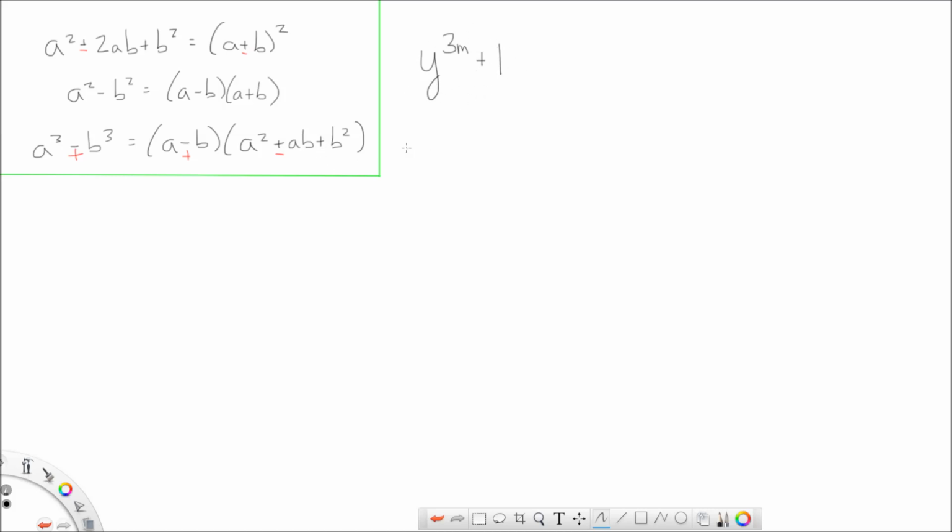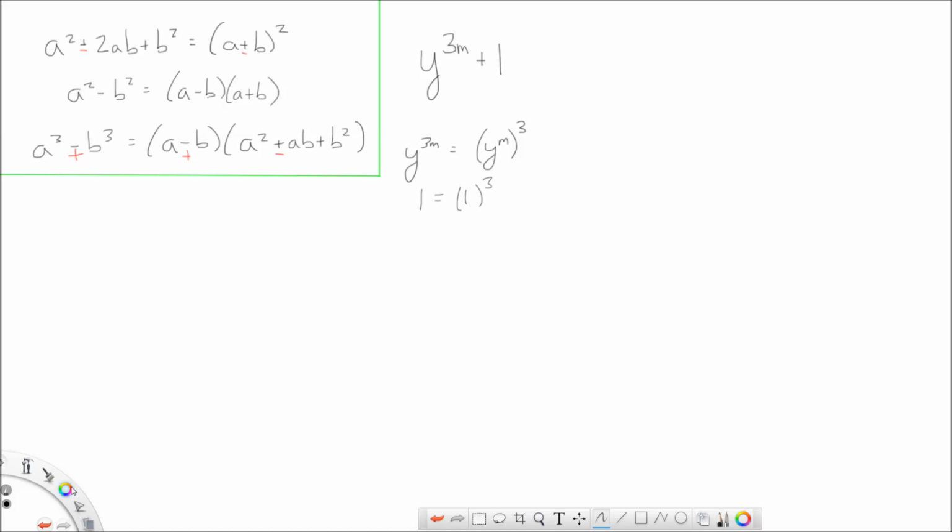Well, y to the 3m, using my rules of exponents, I can actually write this as y to the m cubed. If you take one exponent to another exponent, you multiply them, so y to the m cubed is y to the m times 3, which is what we want. And also 1, of course, is 1 cubed. So now we have that the first term is a perfect cube, and the second term is a perfect cube.